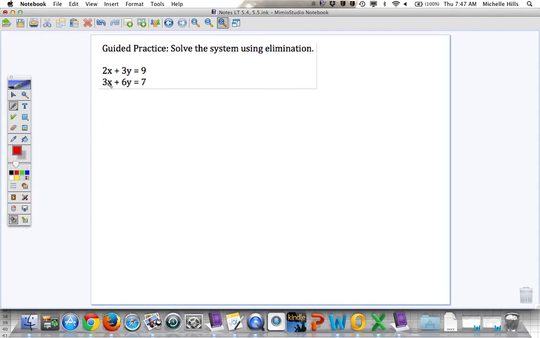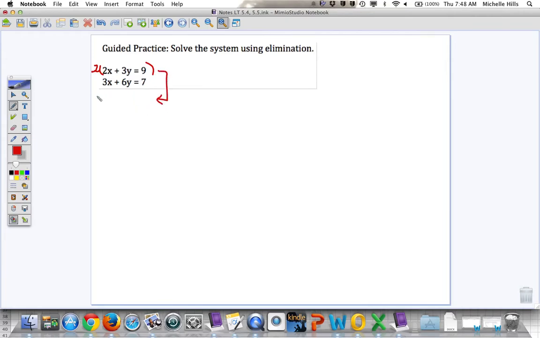I do not have opposites. The thing that draws my attention is that 3 goes into 6. So since this is a positive 6y, I'd have to multiply the first equation by negative 2 to make this a negative 6y. Now you could have multiplied the first equation by 3 to make this a 6x, and the second equation by negative 2 to make this a negative 6x, and then combine things and it would be perfectly fine.